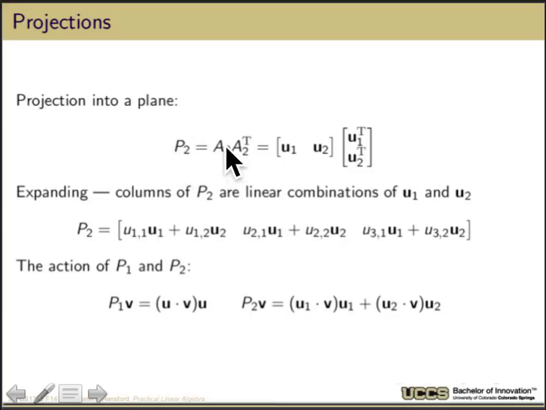So if I want to project into a plane, I can take U1, U2 times U1 transpose, U2 transpose. Notice that when I do the transpose, I have to transpose each of the elements. If you expand that all out, you get a straightforward equation for it, and you can then see that this also satisfies that it's idempotent. If you want, by just doing this twice, you'll get the same values.